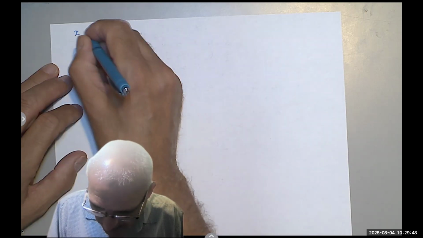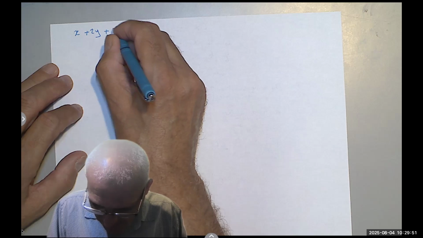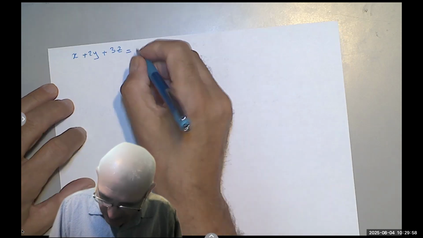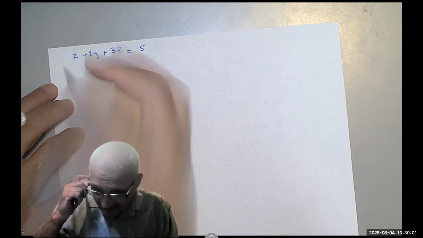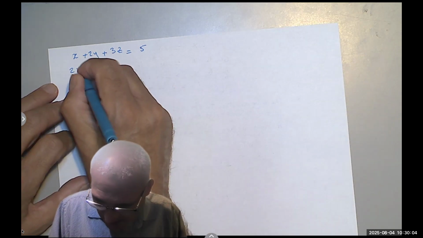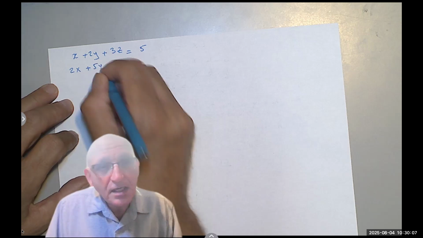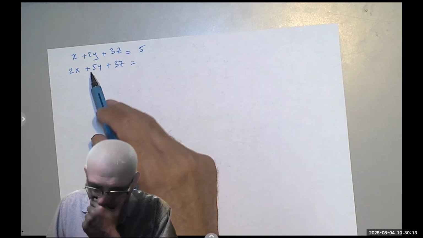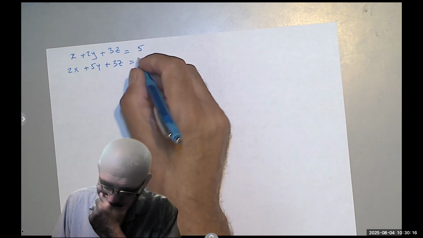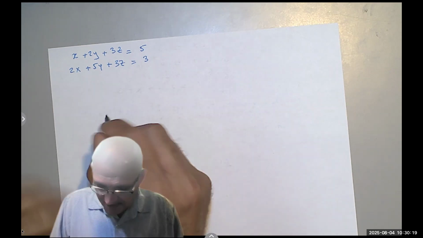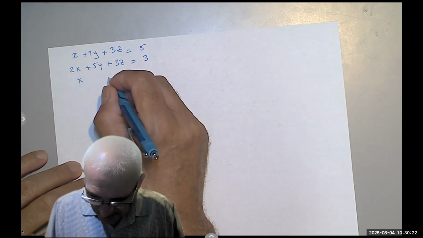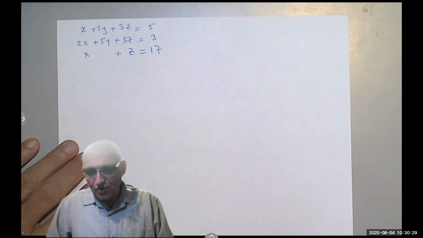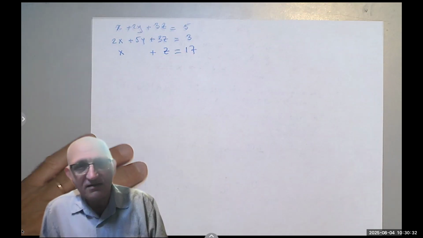Let's say x plus 2y plus 3z equals 5, for example. Let's make it easy. And then let's make 2x plus 5y plus 3z equals 3. And then let's make x plus z equals 17. And we want to solve for x, y, and z. We need to find the value of those.